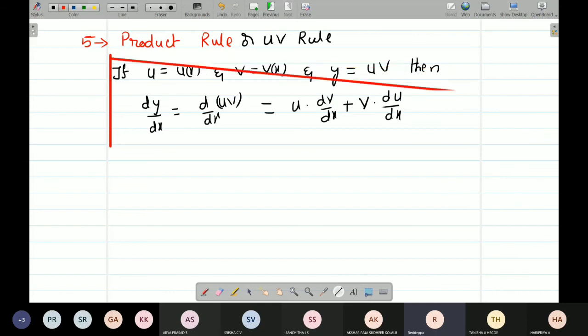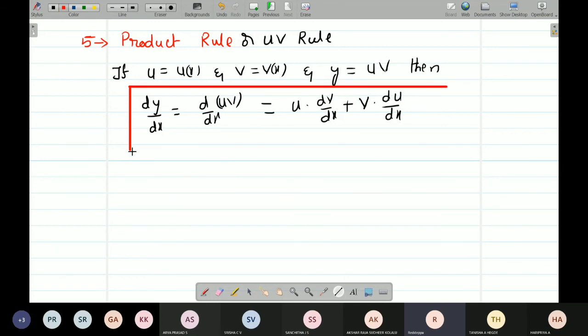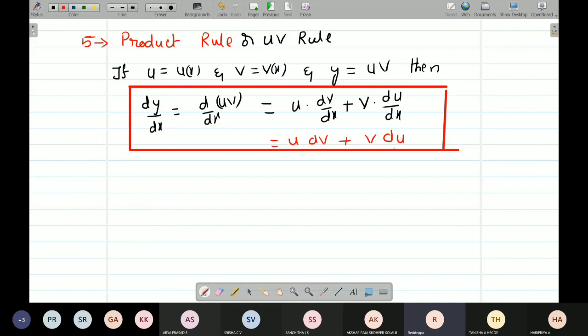Is it clear, everyone? Actually, directly you can take this itself as the product rule. d by dx of uv is equal to u dv by dx plus v du by dx is the product rule. Some books will give it like this also: simply as u dv plus v du. dv means differentiation of v with respect to x, du means differentiation of u with respect to x.